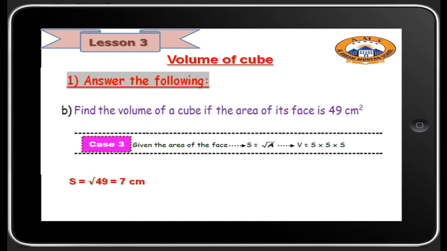This is the side. So you can find the volume now just by multiplying the side times the side times the side. That will give you 343 cubic centimeters.